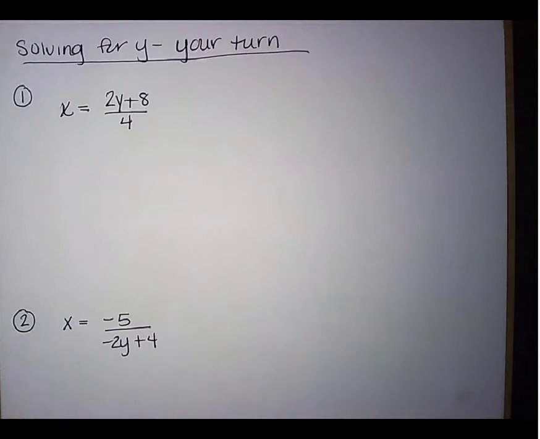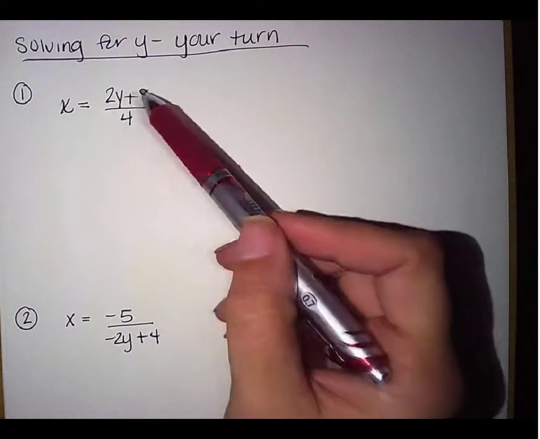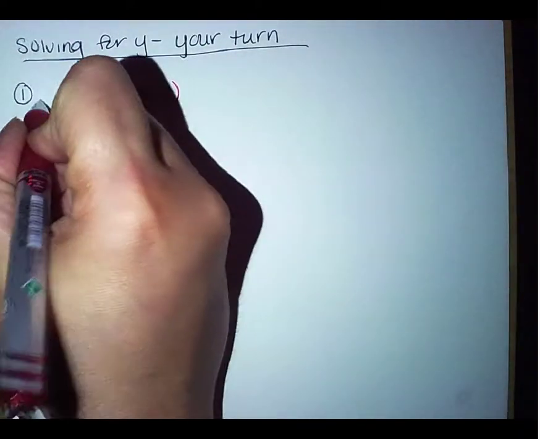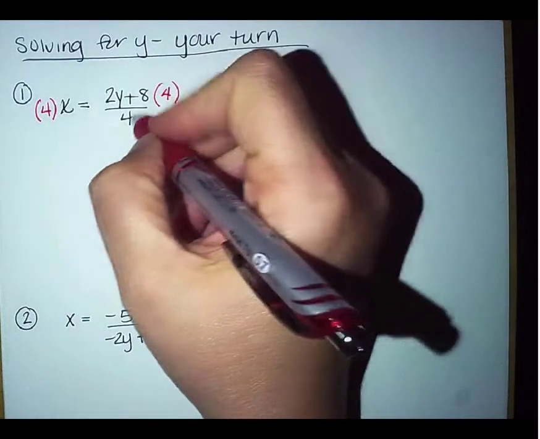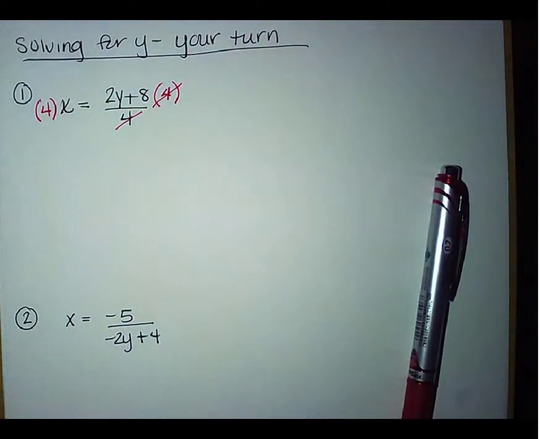Okay, so we've got 3 problems for you guys to solve. Hopefully you've already done those and you're just checking your work here. First one, we've got x equals (2y plus 8) over 4. So we are going to multiply both sides of this equation by 4, again, getting rid of that common denominator here on the right hand side.